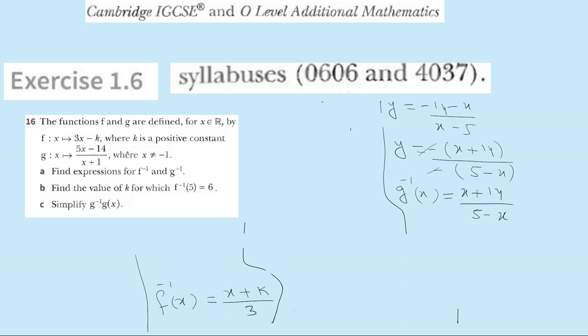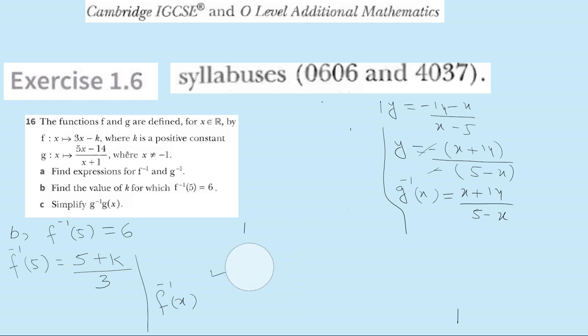Now, come to part B. Find the value of k for which f inverse of 5 is equal to 6. Very easy. No issue. We have already found f inverse of x. So first we have to find f inverse of 5. F inverse of 5 means we have to put 5 where we see x in f inverse. So this is (5 plus k) over 3.